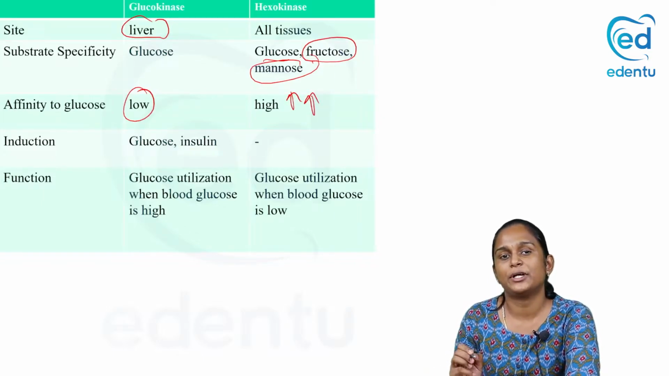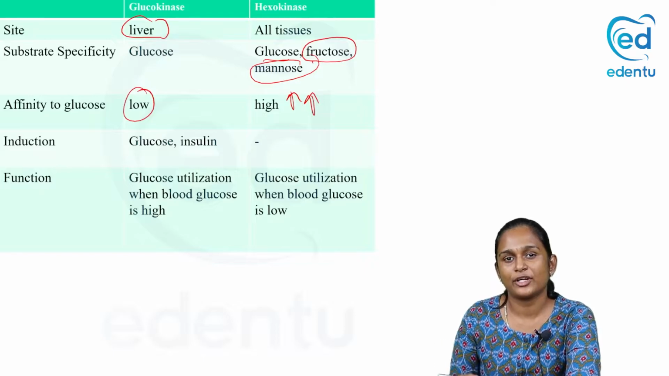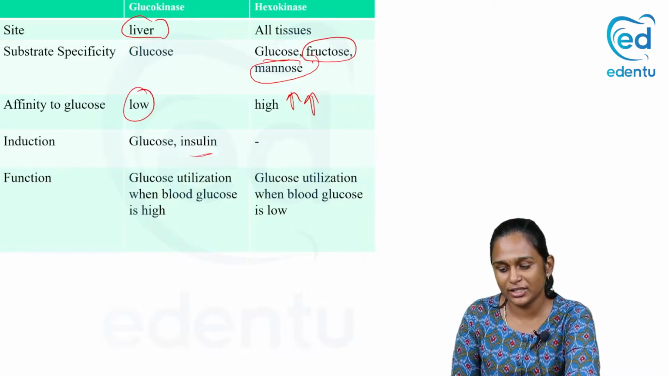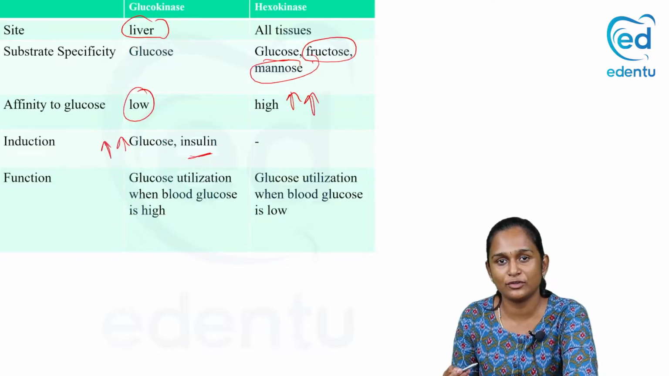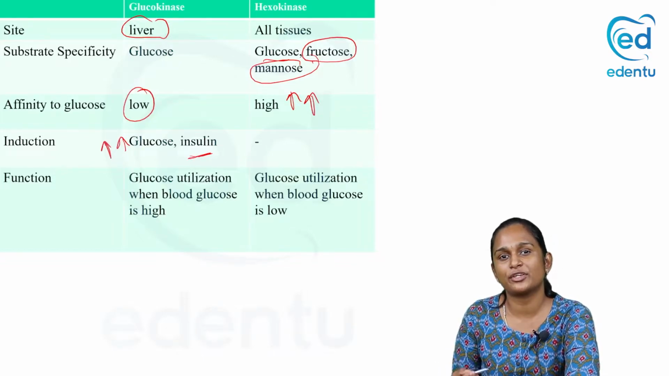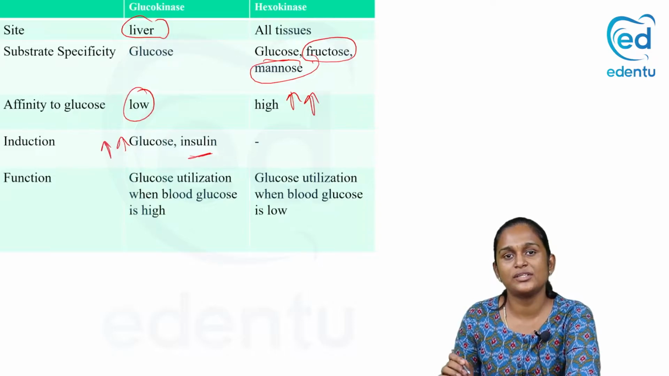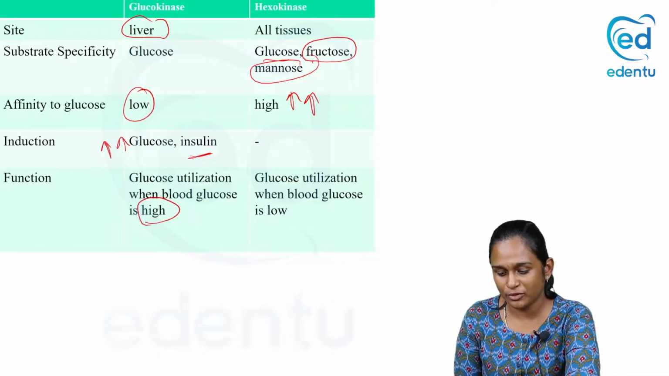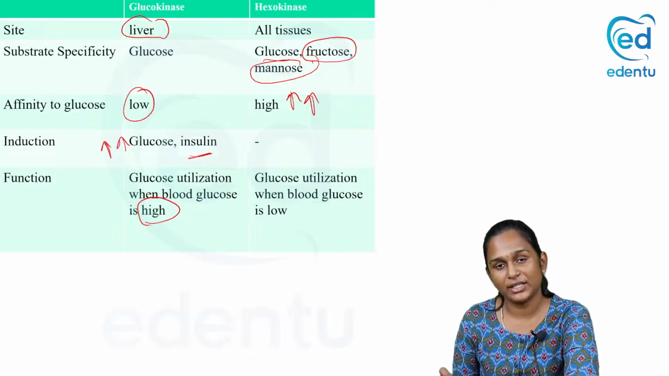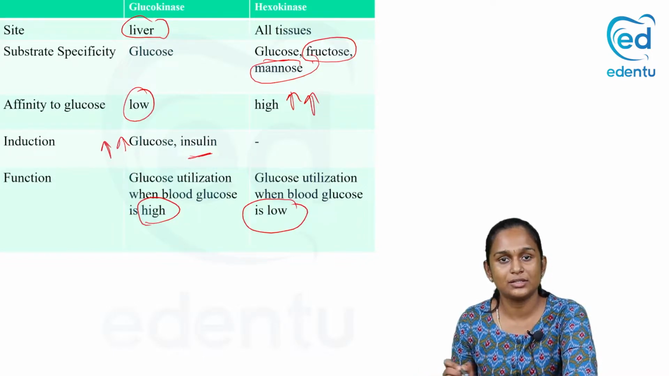And the production of this particular enzyme, glucokinase, is induced by insulin and high levels of glucose. What is the function of glucokinase and hexokinase? Glucokinase will come into action when the blood has more glucose, but hexokinase can utilize glucose even when the glucose level is low.